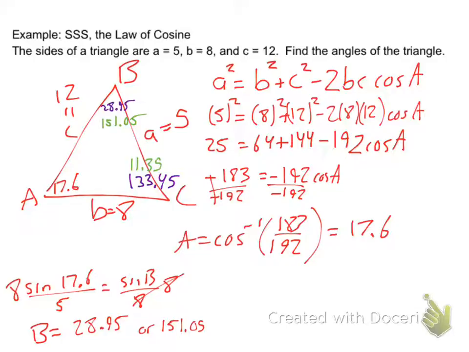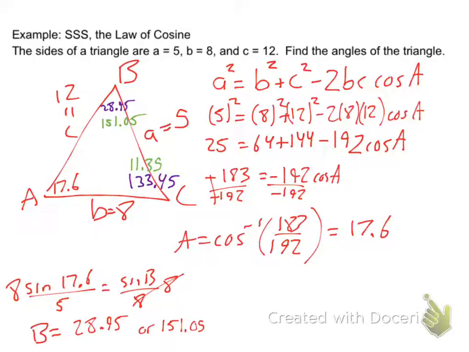So either we have 17.6, 28.95, and 133.45, or 17.6, 151.05, and 11.35. What we talked about yesterday, or the day before, you would have to list both of these, right? Or do we not have to list both of these? One of these is not your answer. One of them is. Can anybody explain why?